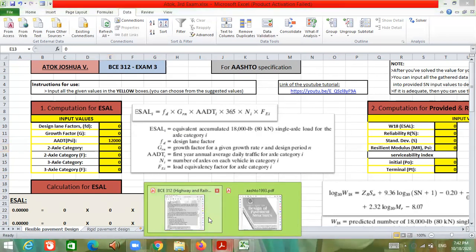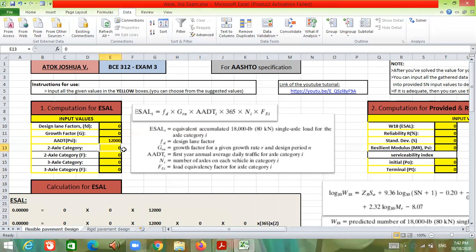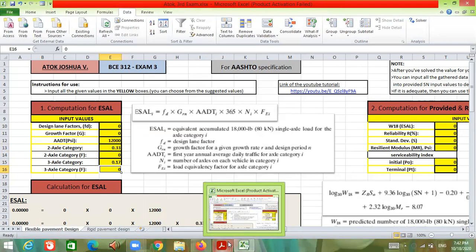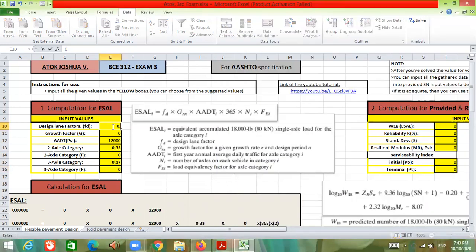And under the statement for our first problem, the value for our double axle single unit truck is being given, which is 33,000, and for our triple axle single unit truck of 17,000, which is here. 33% in a decimal value is 0.33, and for our triple axle category is 0.17. And below this statement, we've got the task to determine the design ESAL given a design period of 20 years and the percent of traffic on the design lane is 45%. Hence, this value of 45% is our design lane factor, which is to be input here, which is 0.45.